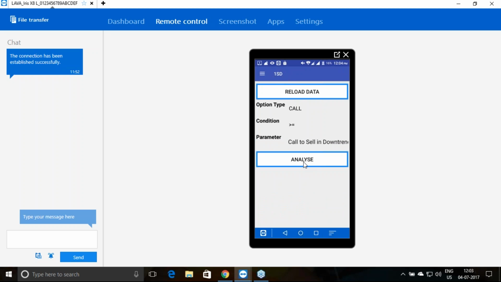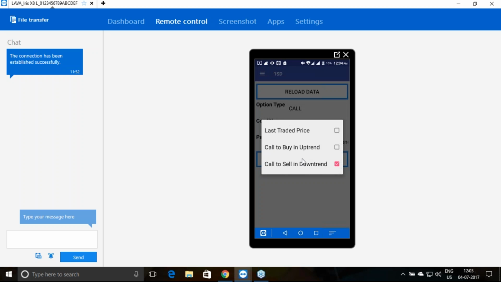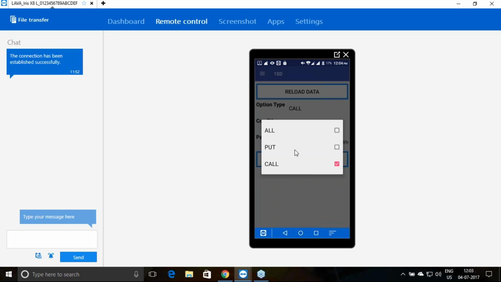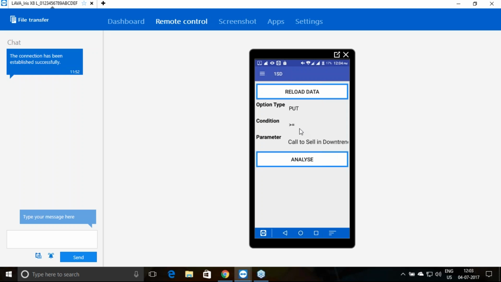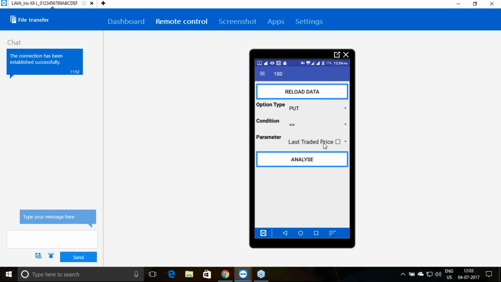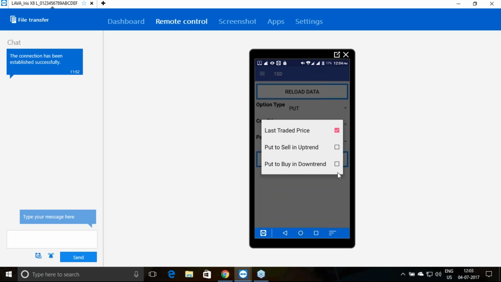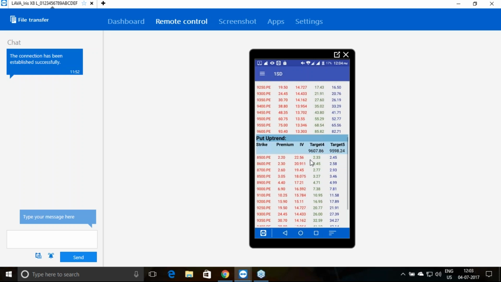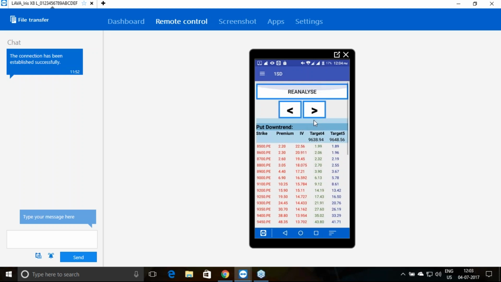You just have to click on the reanalyze. Same way, the calls to buy in the uptrend, calls to buy in the downtrend, you have selected. So you can go for the puts. For puts, you can check a condition, less than last traded price, you can select it, analyze all put strikes less than the last traded price, and you will get it here.